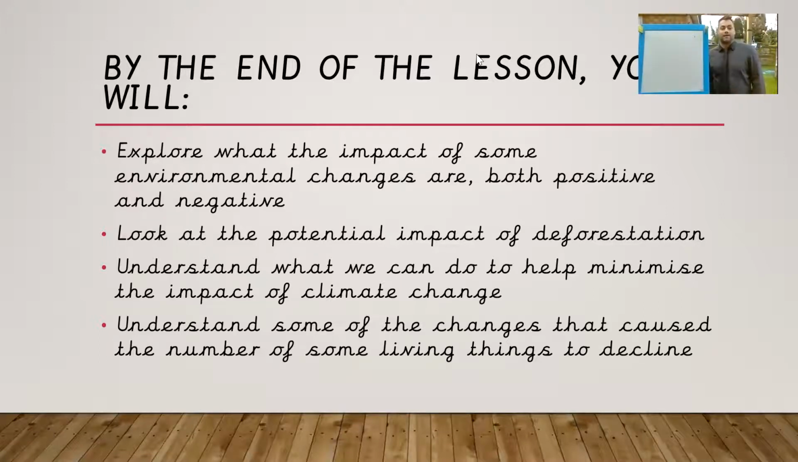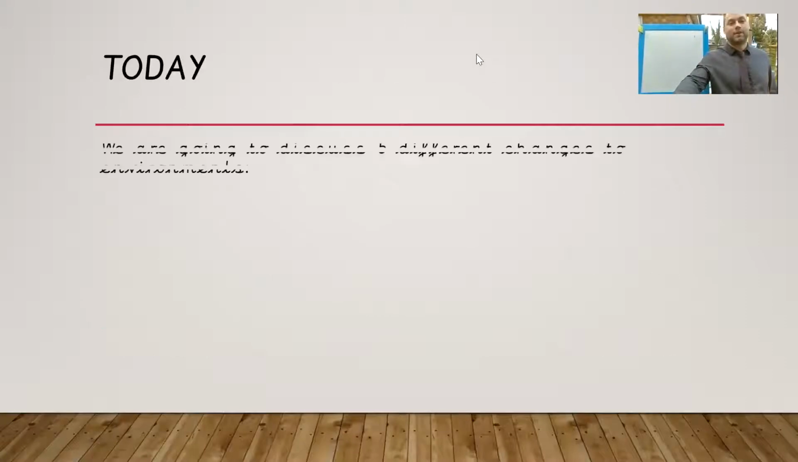And also the last one here, you're going to understand some of the changes that caused the number of living things to decline. So we're going to discuss 5 different changes that happen to our environments.